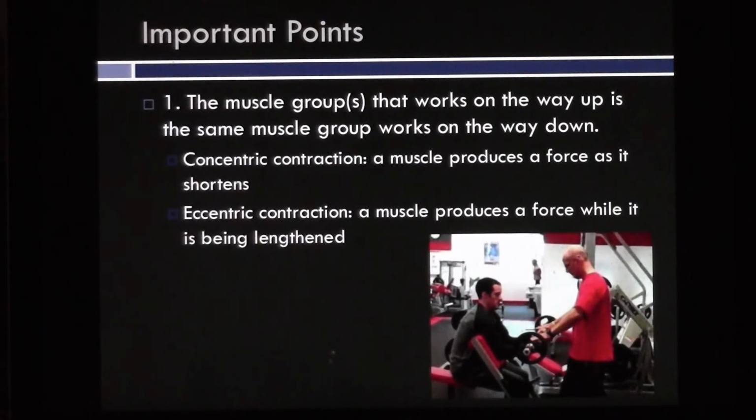So the resistance would either increase or decrease to control the speed. If the physical therapist wants you to move really fast, then the resistance will be kind of light. And then if you end up going too fast, then they'll put some more resistance on it. But anyway, that's isokinetic. So this is isotonic, which is supposed to mean that the tone or the resistance stays the same, which is not technically the case.